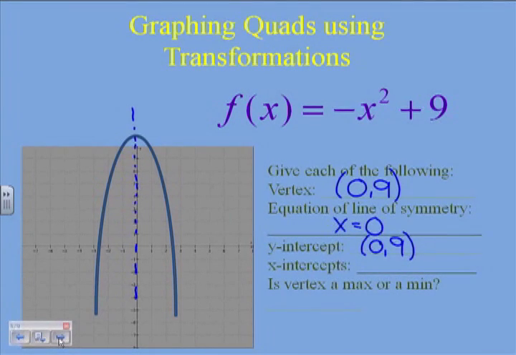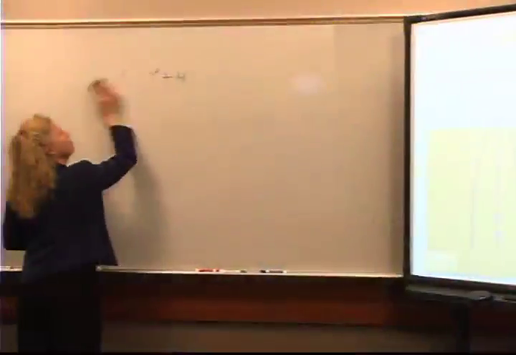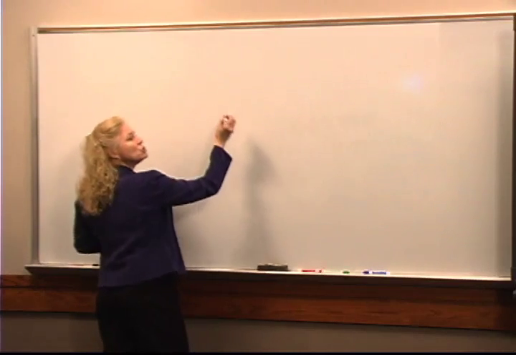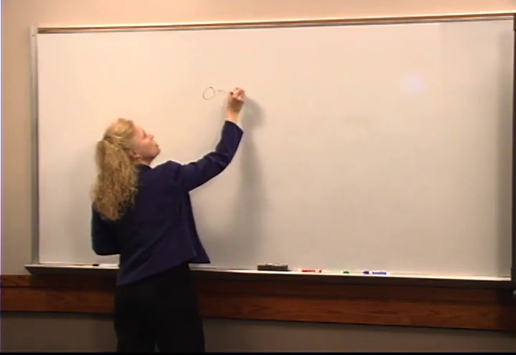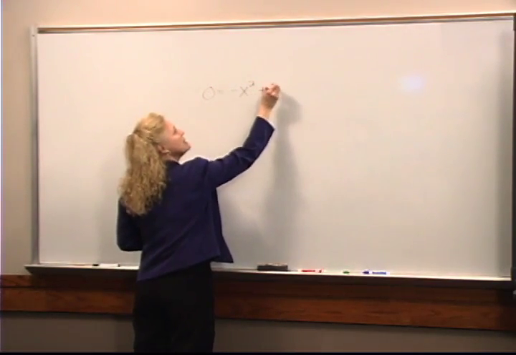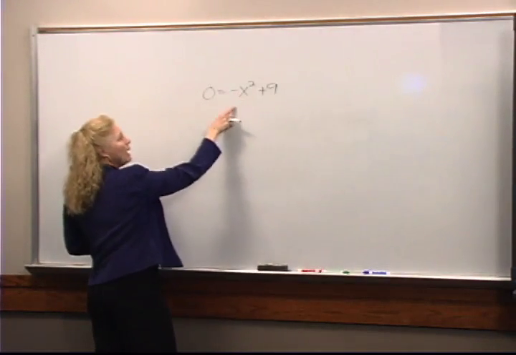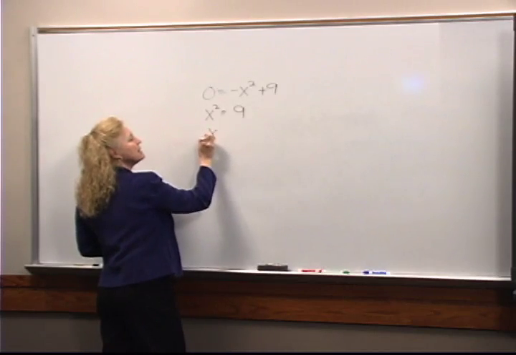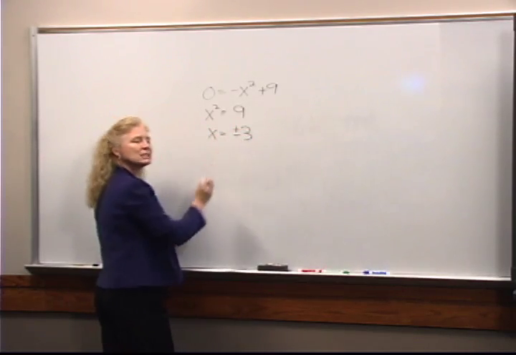Now, how do you get x-intercepts? Well, you put 0 in for y. So we would have 0 equals negative x squared plus 9. Add that over. x equals plus or minus 3.